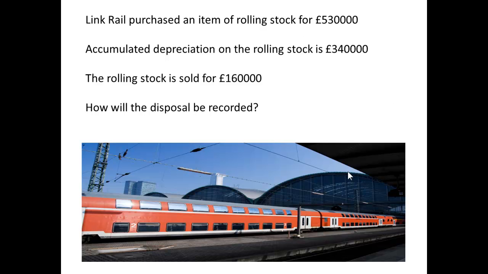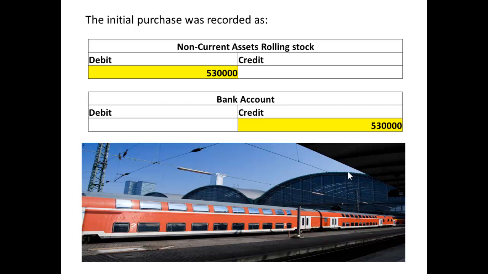We have an example here, Link Rail purchasing an item of rolling stock for £530,000. The accumulated depreciation on the rolling stock was £340,000 at the time that it was sold, which was for £160,000. So we need to record that disposal. So we'll go through it step by step.